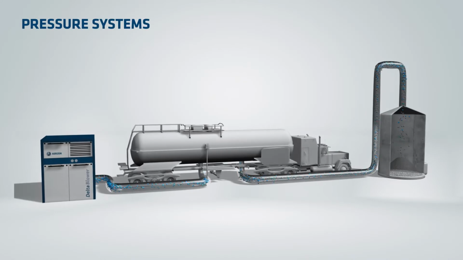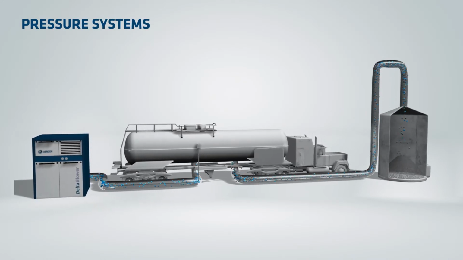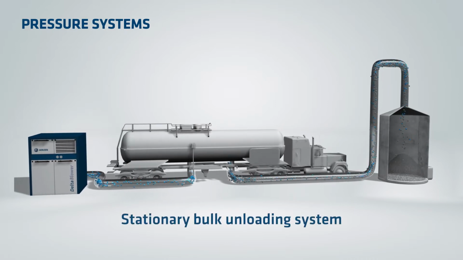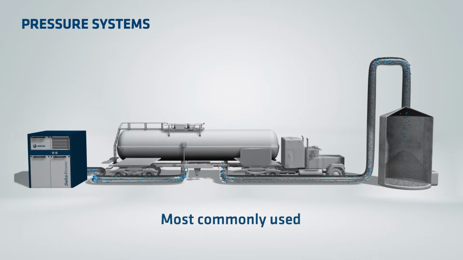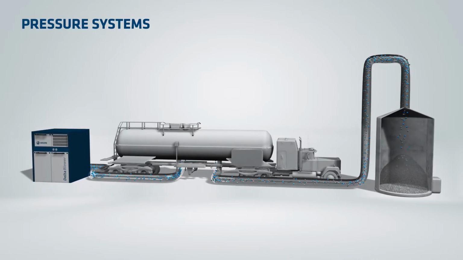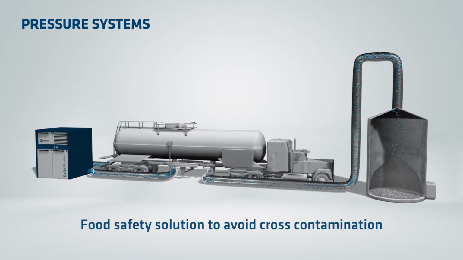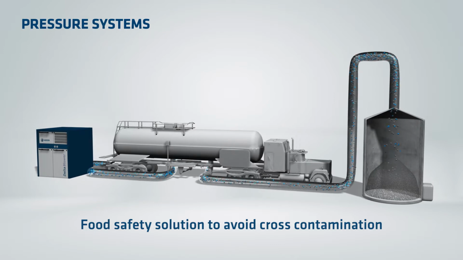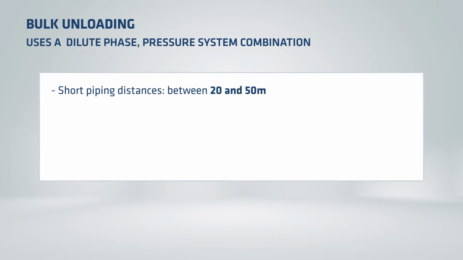Once the flour arrives from the mills to the baking industry plants, pneumatic conveying lines in a stationary bulk unloading system is by far the most commonly used and most energy efficient system to unload trucks, as well as the best food safety solution to avoid cross-contamination of the material. Bulk unloading application uses a dilute phase pressure system combination and has the following characteristics.